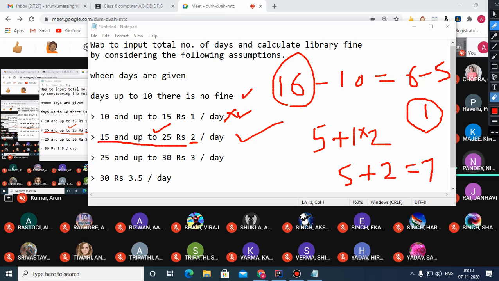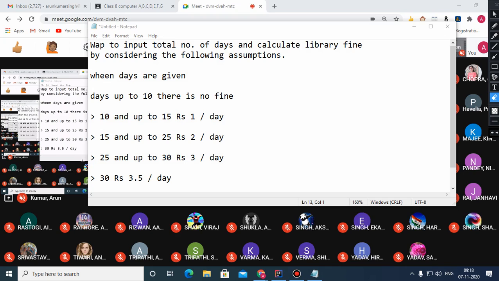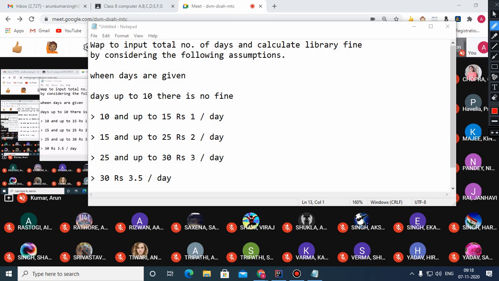So children, one more example I am giving. Suppose you keep the book for 25 days. So first 10 days are free, so minus 10. 15, fine, for 15 days you need to calculate. And this condition is true. The second one is true. This one is true. Okay.